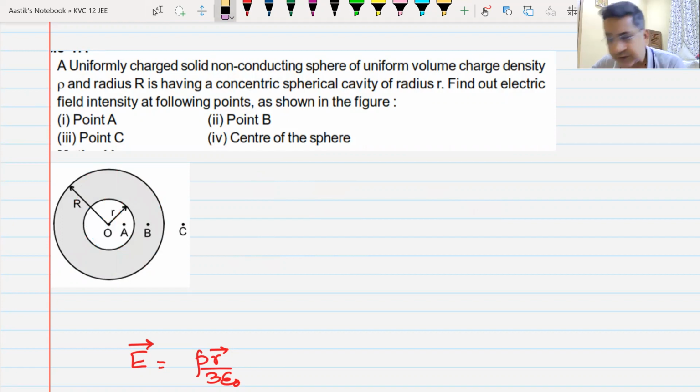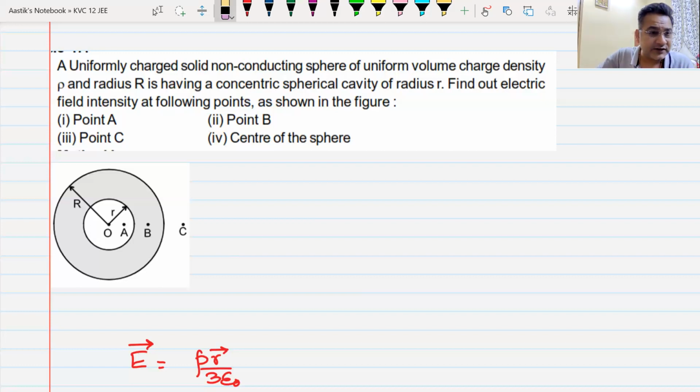So now this is the question. You have a uniformly charged non-conducting sphere of radius capital R. It has a small hole of radius R, which is coinciding with the center of the sphere. We have to find out the electric field at points O, A, B, and C. I told these fellows how to get the electric field at points O and A. I also told them how to get the electric field at points B and C.